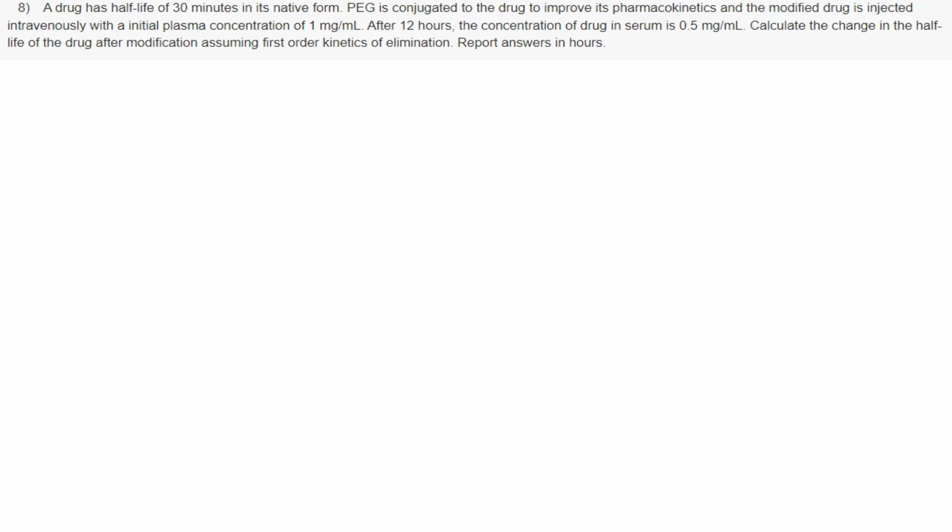So this is a numerical. I'll read through it slowly. A drug has half-life of 30 minutes in its native form. PEG is conjugated to the drug to improve its pharmacokinetics, and the modified drug is injected intravenously with an initial plasma concentration of 1 mg per ml. After 12 hours, the concentration of the drug in serum is 0.5 mg per ml. We have to calculate the change in half-life of the drug after modification, assuming first order kinetics of elimination, and we have to give our answers in the unit of hours.